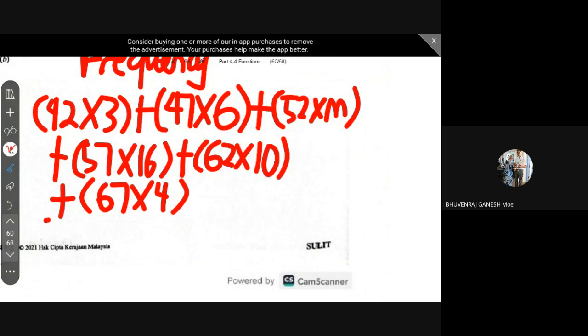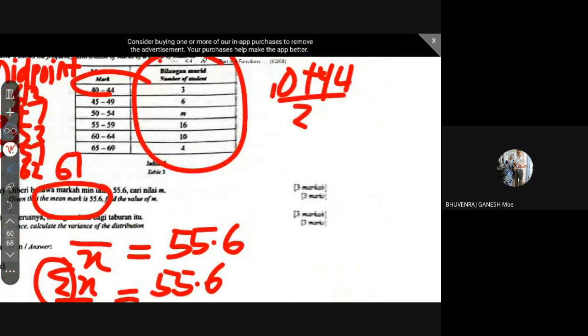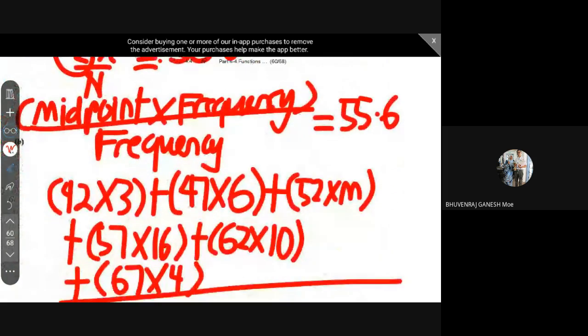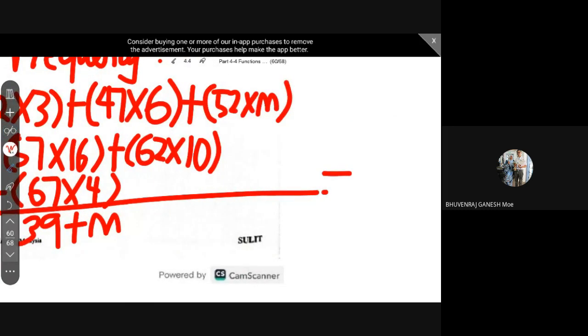Can, good. Okay, so now over the frequency, right? Frequency is plus all this. So you can calculate mentally a bit. 3 plus 6, 9, 13, 29, 39. 39 plus M is the bottom over here. Make sure you show this all one by one, because this is where you get your mark actually. You need to not just direct calculate and put the value. Show one by one, although it's a bit long. Okay, so equal 55.6.